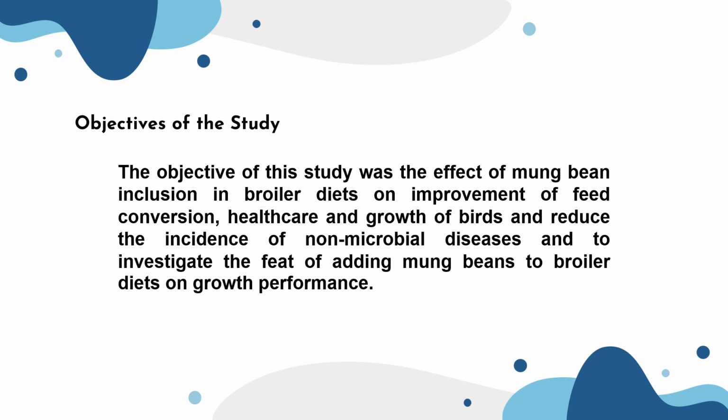So the objectives expressed a relationship between the variables, which is to determine the effectiveness of feeding the mung beans on the growth performance of the broiler chickens. Then it follows the specific objectives that can also support the main problem, which is to reduce the incidence of non-microbial diseases and to investigate the effect of adding mung beans to broiler diets on growth performance, which were testable.